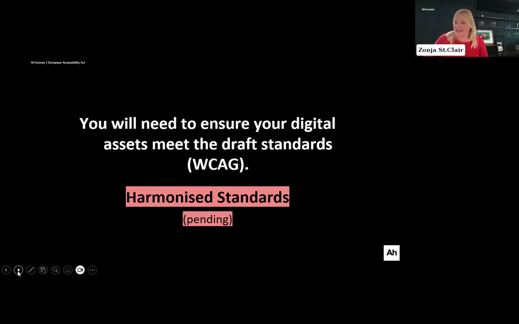As mentioned, the final standards are still pending. Dermot and John mentioned there are 6 harmonized standards being created for companies to use to comply with the EAA. We still don't have these yet. For now, we recommend using the WCAG guidelines standards for digital products. So at the outset of your audit, these are the checkpoints you should be checking your digital products against. So next slide there.